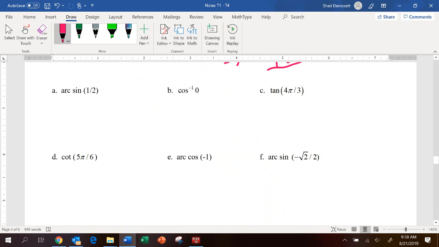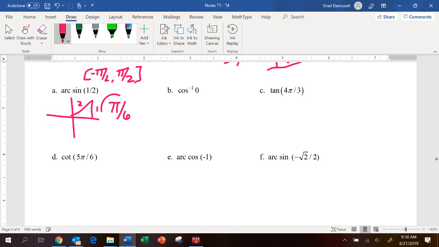Alright, arc sine of 1/2. Our answer has to be in between negative pi over 2 and positive pi over 2. So we're being asked, what is the angle that has a sine ratio of 1/2? You know what the reference angle is there? 30, and so what's our answer? Pi over 6. Should I also say 5 pi over 6? No. This is a function, meaning it's 1 to 1. We have one answer.